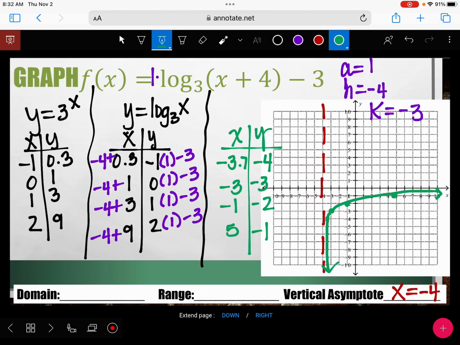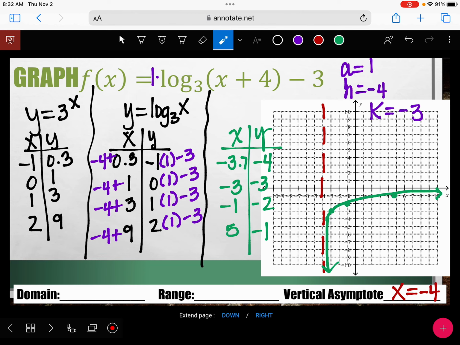Did I do that right? Negative 4 plus 0.3? No, it's negative 4 plus 0.3, not minus 0.3. So your range is negative 4 to infinity. So that means that you shouldn't have any points. If it was negative 4.3, that would be on the left side of the wall. We can't have any points on the left side of our wall.